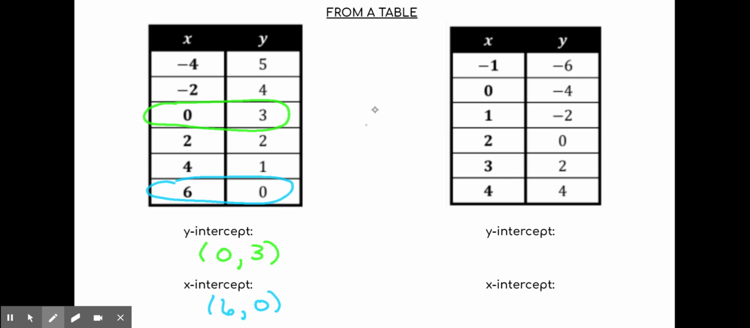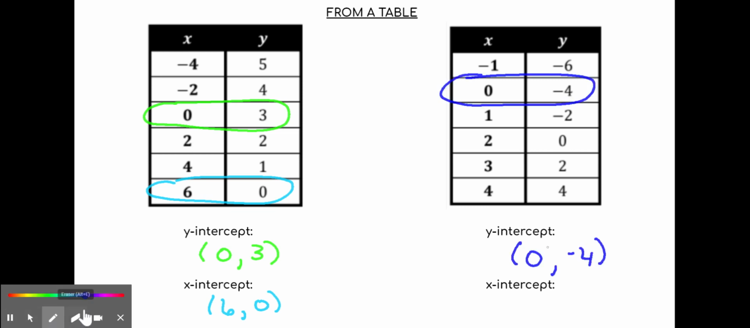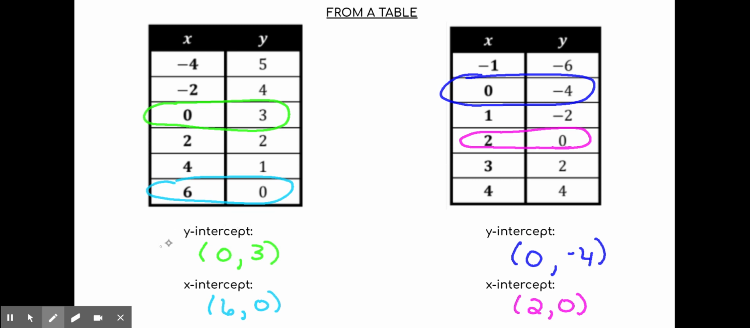All right, so here's another table. Look at the table and tell me what the y-intercept is. Did you get (0, -4)? Okay, now look at the table and tell me what the coordinates of the x-intercept are. You should have gotten the ordered pair (2, 0). So that's how you find the x-intercept and the y-intercept from a table.